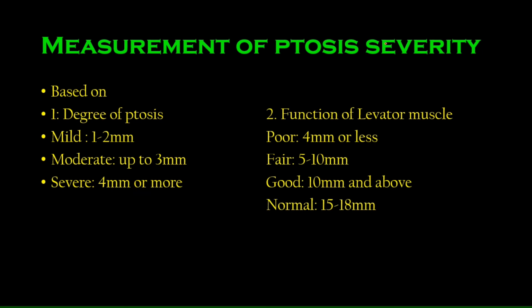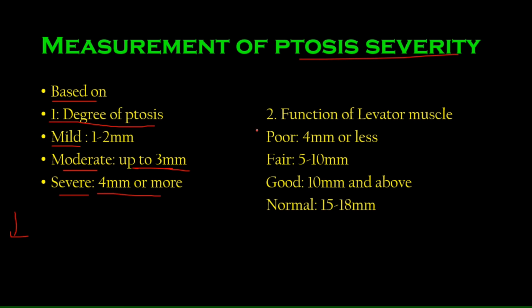Then we have the measurement of ptosis severity, right? How severe ptosis is. It's based on two things. It could be based on the degree of ptosis, how much the eyelid has come down from its original position. If it has come down 1 to 2 millimeters, that's called mild ptosis. If it comes down about 3 millimeters, that is called moderate ptosis. And severe ptosis is when it comes down 4 millimeters or more from its original healthy position.